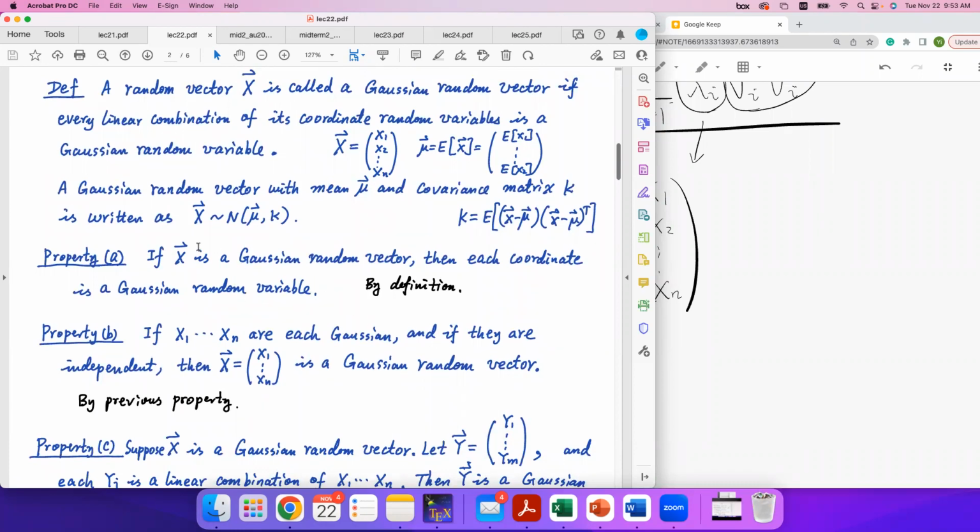Basically, we can show that for this Gaussian random vector, every coordinate is in fact a Gaussian random variable. So for Gaussian random vectors, everything is Gaussian. Every random variable in each coordinate is Gaussian. And every linear combination of these random variables is also Gaussian. Everything is Gaussian.